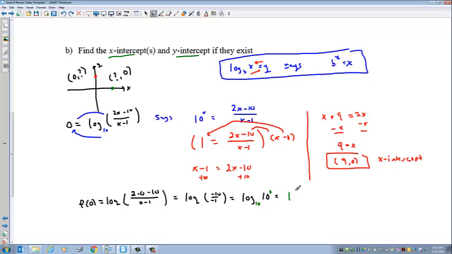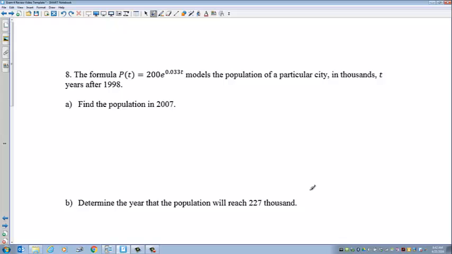All right, so I have 1 here. So I can write down my y-intercept if I want to. So my y-intercept would be input 0, output 1. So input 0, output 1, and that's my y-intercept. All right, so that finishes off that problem. Let's look at the next one.